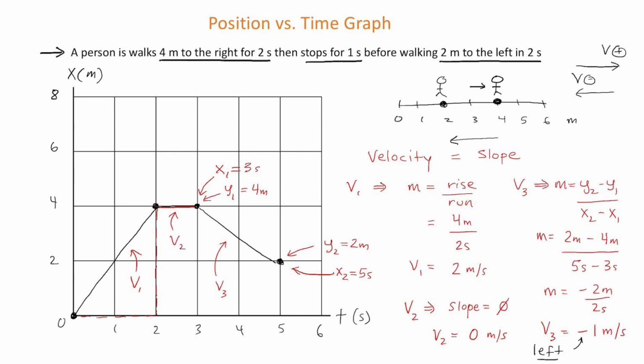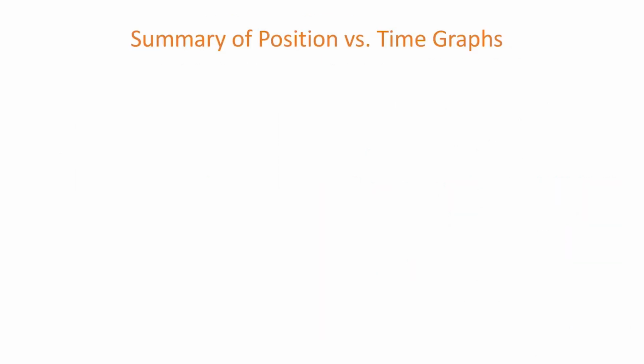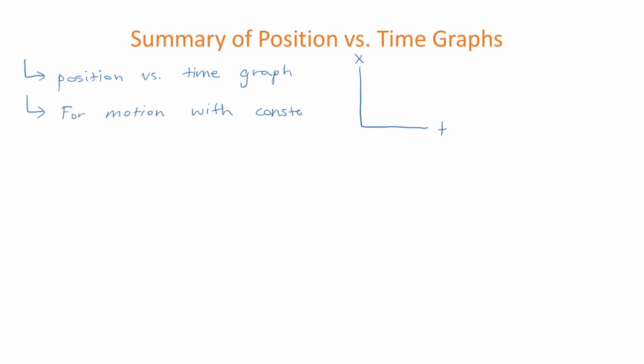If you understood how we solved this question, then you have a pretty good understanding of how we can use position versus time graphs to describe uniform motion. However, before we go, let's do a quick summary of position versus time graphs. So we know that a position versus time graph is made when you plot time on the x-axis and position on the y-axis. And we saw that for motion with a constant velocity, so that's uniform motion, the graph will be linear because there is a linear relationship between position and time.